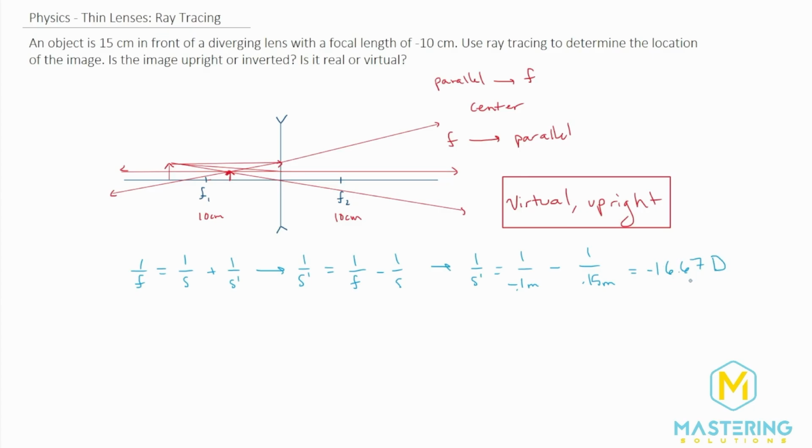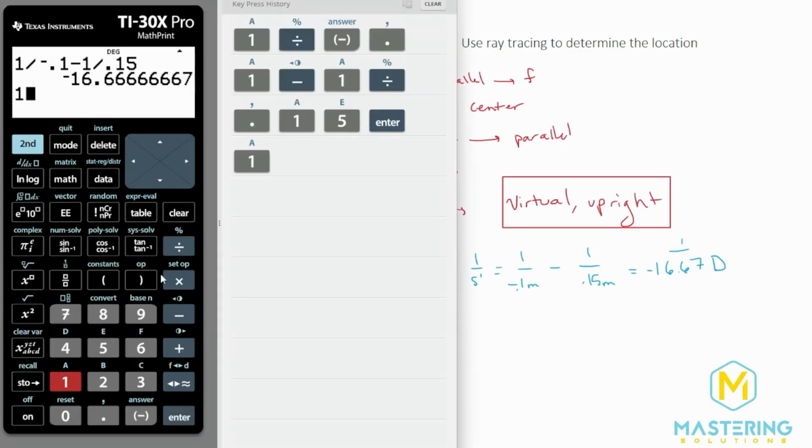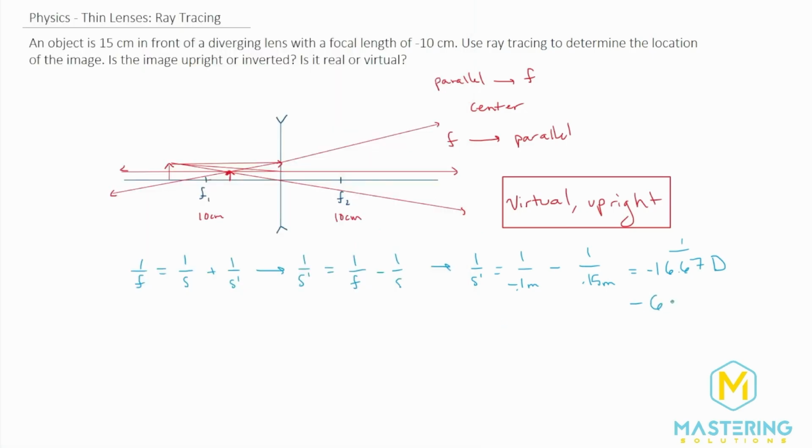That's not what we want though. We don't want diopters, we want the image distance. So if we take the inverse of that, 1 divided by the answer gives us negative 0.06. So we have negative 6 centimeters for our image distance from the lens. Our focal point was 10, so you can see we actually got pretty close. That's about 6 centimeters right there. The negative indicates that it's on the upstream side of the lens and it's virtual and upright. So here are your answers for this question.